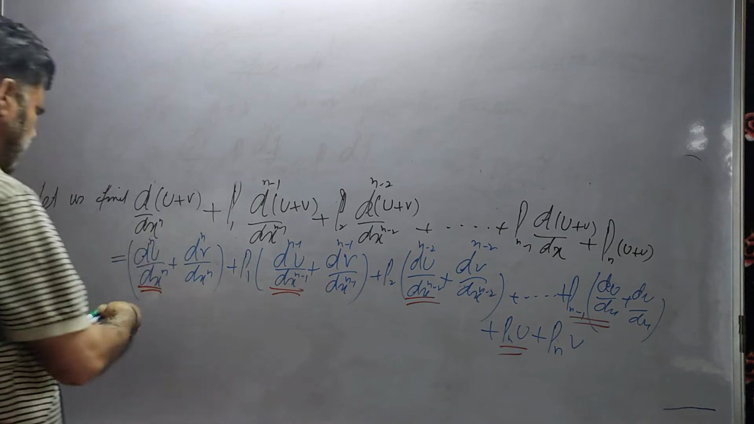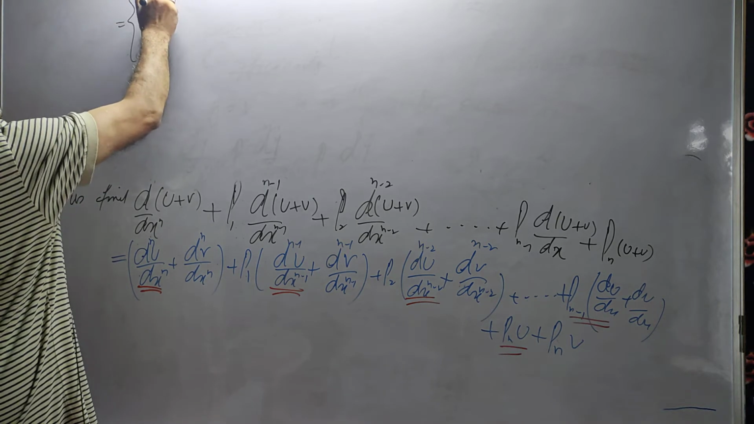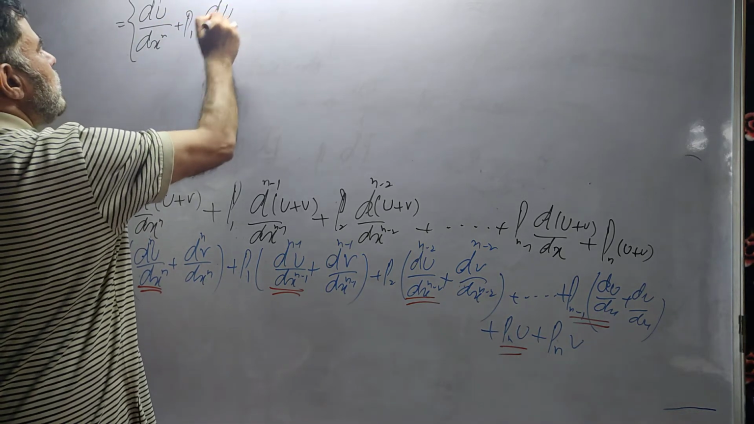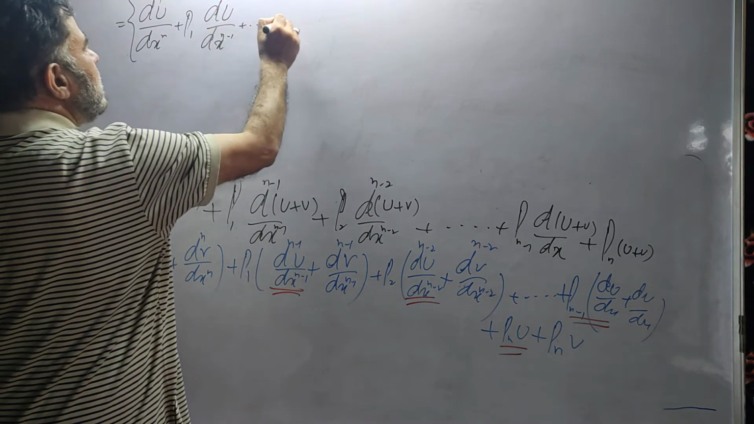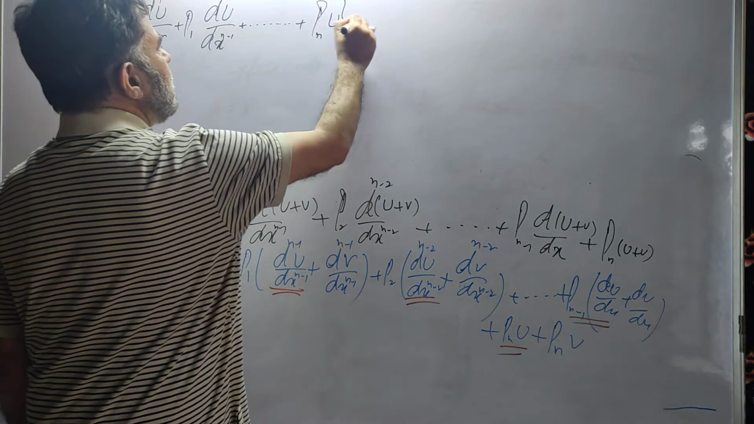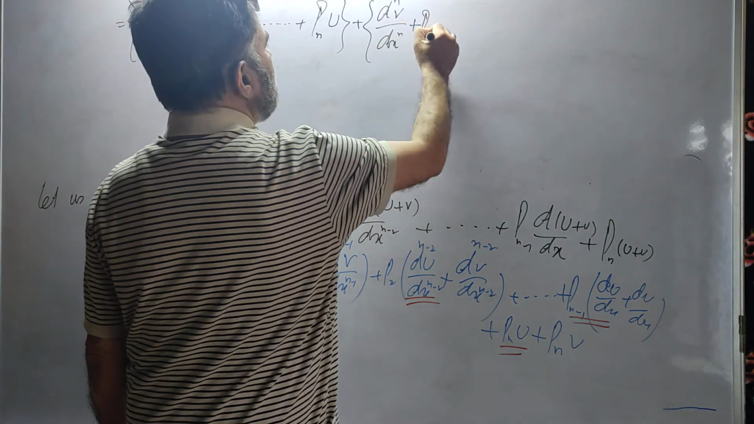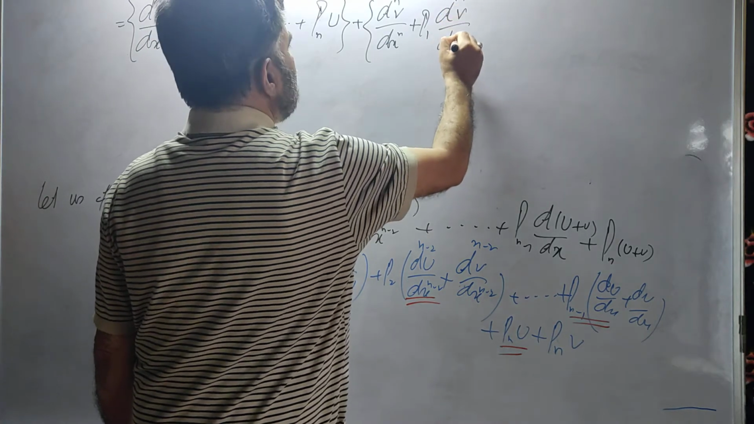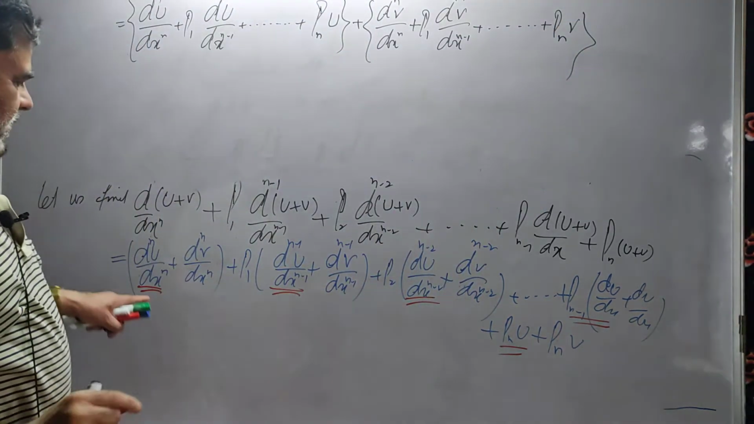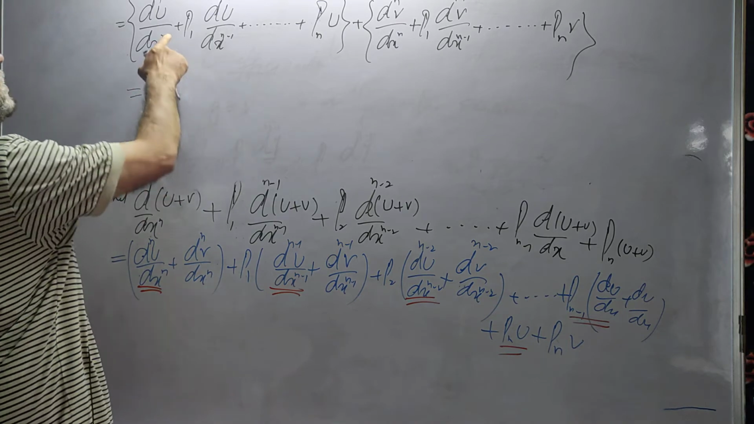Let us see, this gives me d^n u/dx^n plus p1 d^(n-1)u/dx^(n-1) and so on, finally it is pn u. Then plus I will connect this way, d^n v/dx^n plus p1 d^(n-1)v/dx^(n-1) plus and so on, it is your pn v. I am taking the u terms and v terms separately. Okay. Now this is your 0.